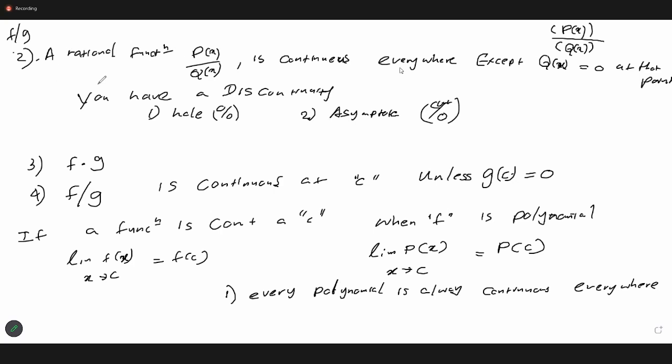When you check the continuity of rational functions, sometimes you may come up with these problems. Sometimes at some point it may have a hole, or it may have an asymptote. That means the rational function is discontinuous at this point. So that's the idea, right? Okay, I hope you got the point.